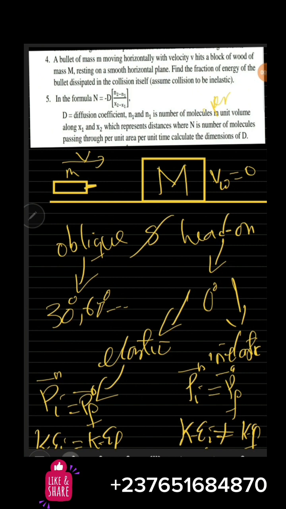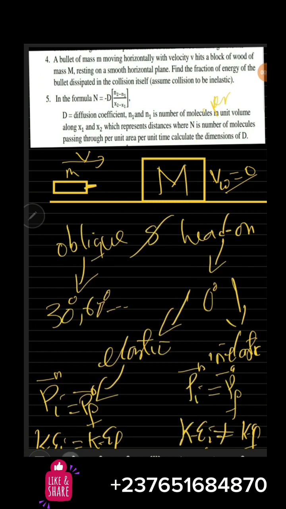Okay, let us make a little revision on this. I just represented the scenario diagrammatically. That is, the bullet is moving horizontally with the speed v, and this is the wood with initial speed 0. I just keep it at rest. That is the meaning of at rest.